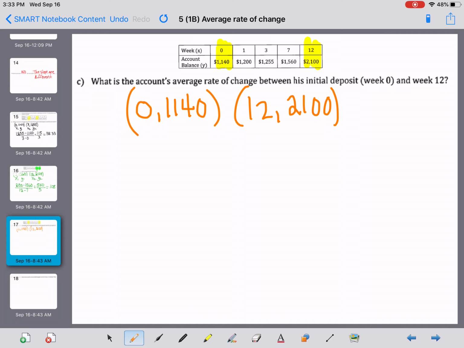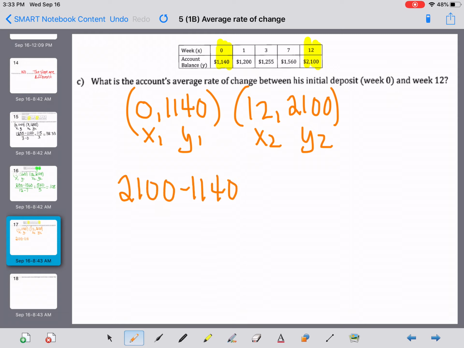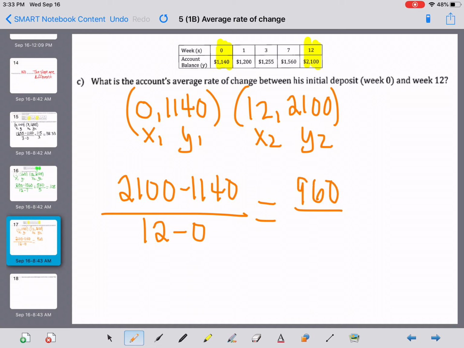But we're going to calculate our average rate of change. Here's x1, here's y1, here's x2, there's y2, and we'll fill that in. We get 2,100 minus 1,140 over 12 minus 0. And again, hopefully I have typed my math into Desmos correctly, but I get 960 divided by 12, which equals 80 for our average rate of change between week 0 and week 12.